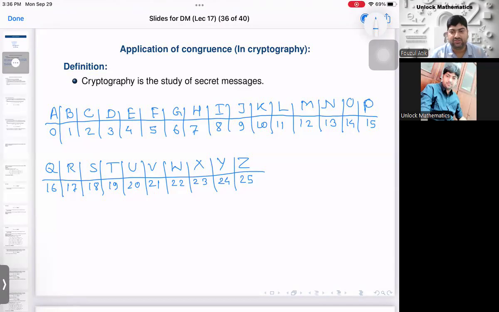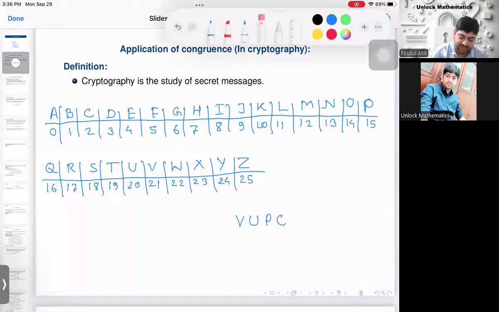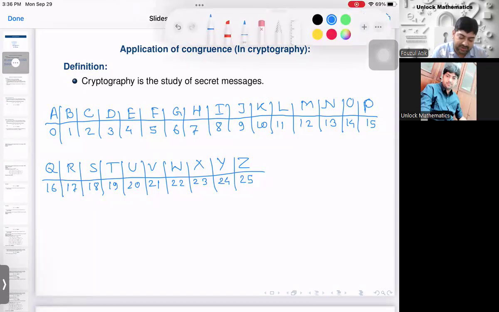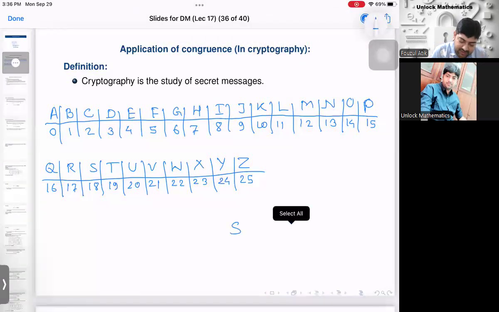Let's take an example with the word STUDY. How can you encrypt it by shifting 3 letters? Each alphabet you have to shift by 3 letters. So what do we do now? Check where S is involved. The corresponding number for S is 18.